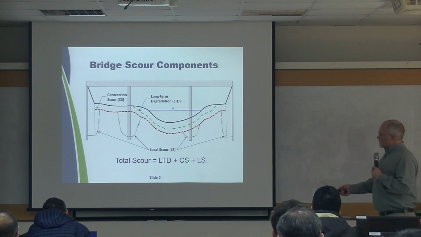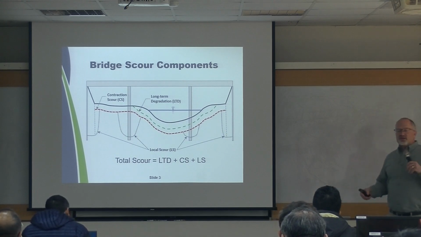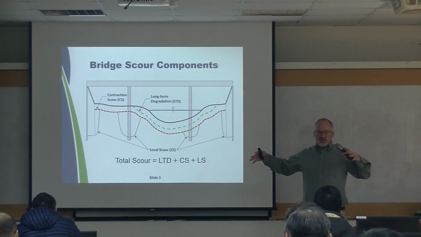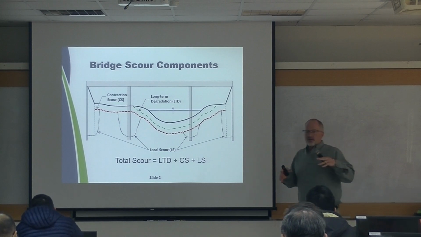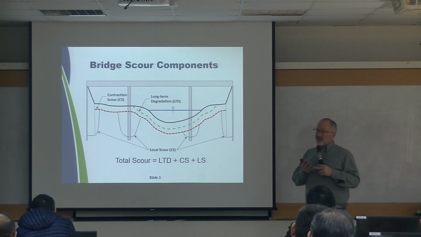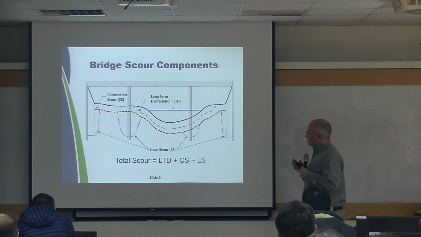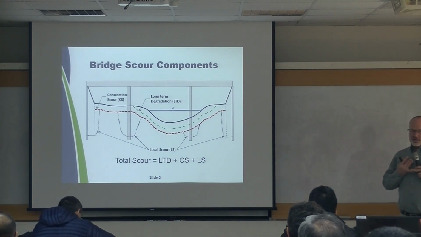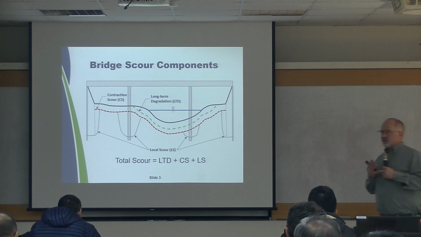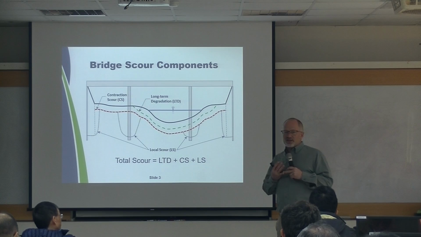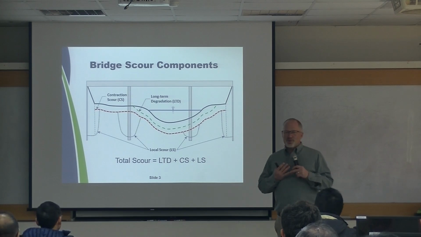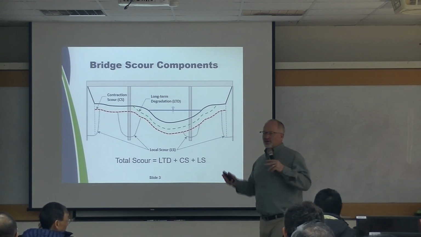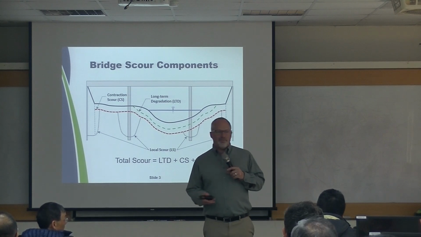The next one is contraction scour. A contraction scour occurs when we take flow in a wide floodplain and squeeze it down, or constrict it, through a bridge opening. And when we do that, we're increasing the velocity and the unit discharge. So I have a question for you. When we increase the velocity, what does that do to the flow with respect to sediment transport capacity? Who could be brave and answer that question? When we constrict the flow, what are we doing to the ability of the flow to carry sediment?